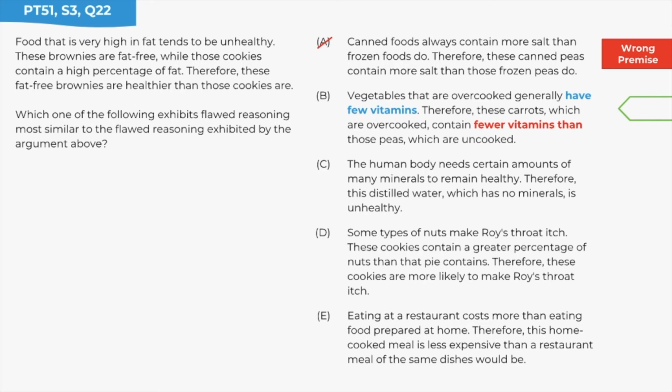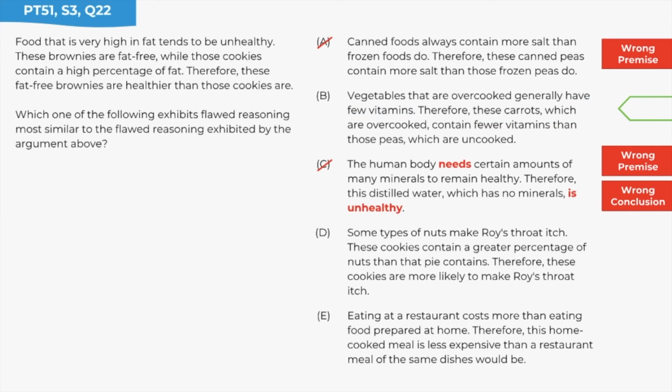Answer choice C says that the human body needs certain amounts of many minerals to remain healthy. Okay, the idea that you need something, that's a different kind of premise than what was given initially. Therefore, this distilled water, which has no minerals, is unhealthy. Well, okay, that doesn't give us a relative comparison. This has actually got both the wrong kind of premise and the wrong kind of conclusion, because it doesn't give us the relative comparison in the conclusion, and it gives us a different kind of relationship in the premise. It's wrong. Let's get rid of it.